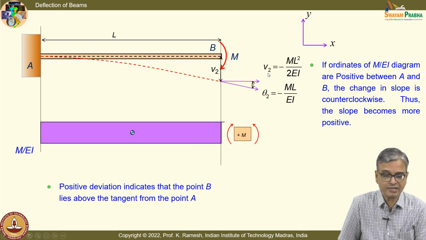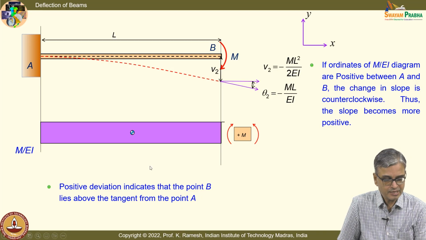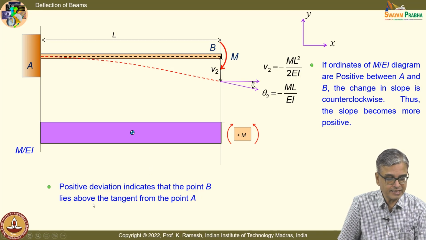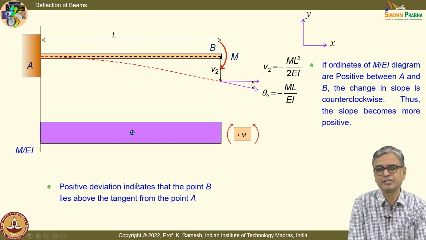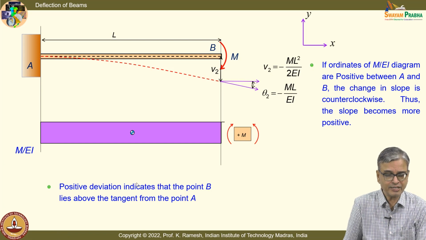So I get this deflection as first the area, I have theta 2 as minus ML by EI, and when I go to the deflection I get this as minus ML squared by 2 EI. The positive deviation indicates that the point B lies above the tangent from point A, okay. And here the tangent and this one lie on the same level. So it is very difficult to fully get the sign from the basic sign convention mentioned in the development of the method. So it is better that you put this and you are in a position to get this, okay.